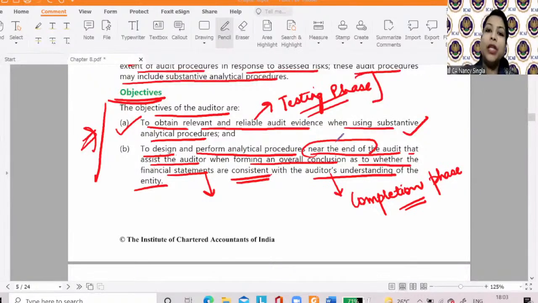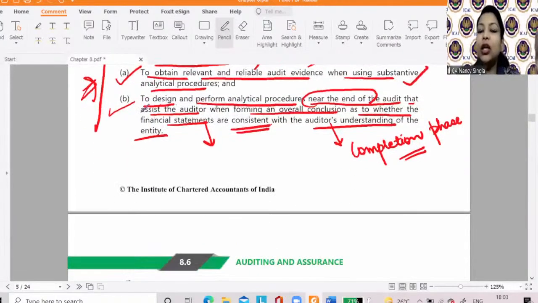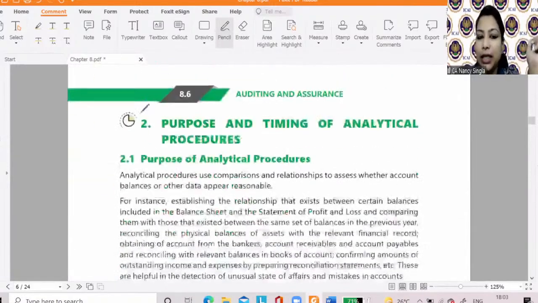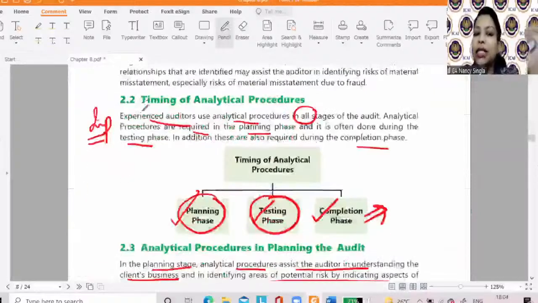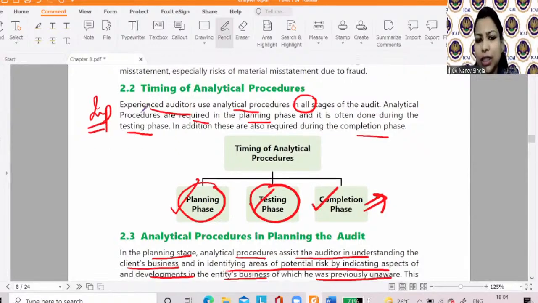And the second is near the end of audit. I explained this in quite detail. So near the end of audit, when the auditor is forming the overall conclusion, he needs to see whether the financial information is consistent with his understanding of the entity, which he obtained by applying what? Analytical procedures. Okay? And the last topic, no, we did 2 more topics, that is timing of analytical procedures, whereby we discussed that at the planning phase, at the testing phase and completion phase, an experienced auditor uses analytical procedure at all the stages of audit.